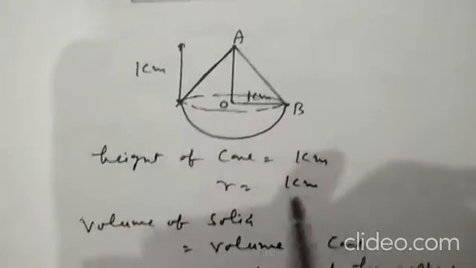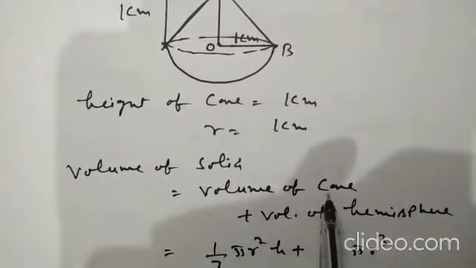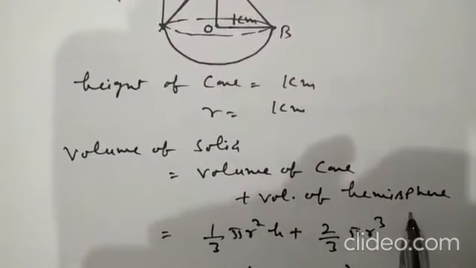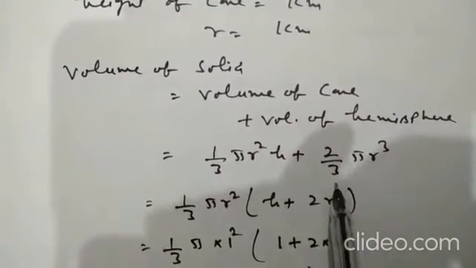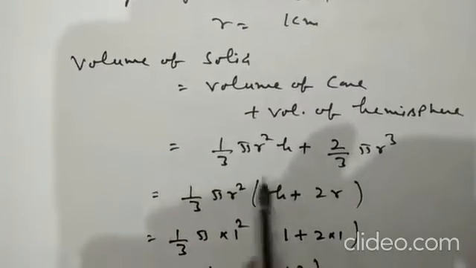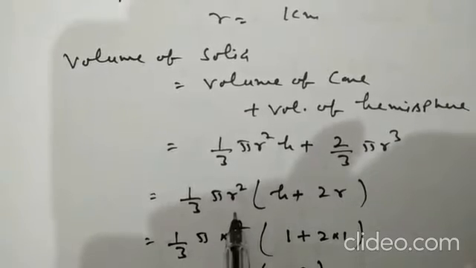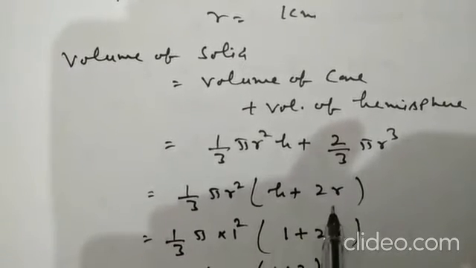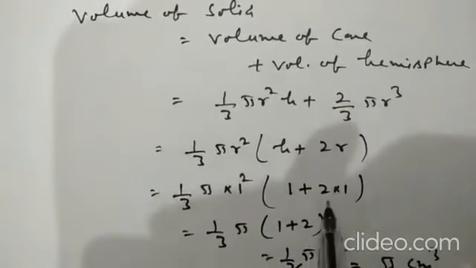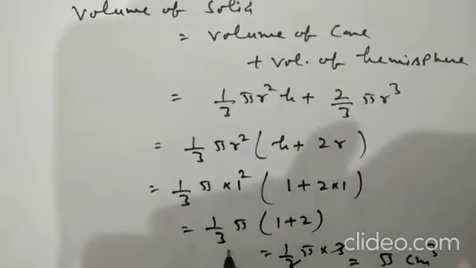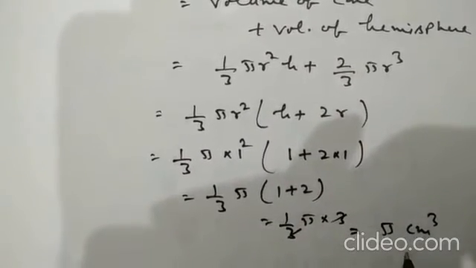So height of cone 1, radius is 1, volume of solid is very simple, volume of cone plus volume of hemisphere. Volume of cone 1 by 3 pi r square h and volume of hemisphere 2 by 3 pi r cube. If radius are same, we can take the common one. 1 by 3 pi r square common, h plus 2r. Putting the values, radius is 1, height is 1 and twice of the radius means 2 into 1. So 1 by 3 pi into 3, that is pi cubic centimeter.